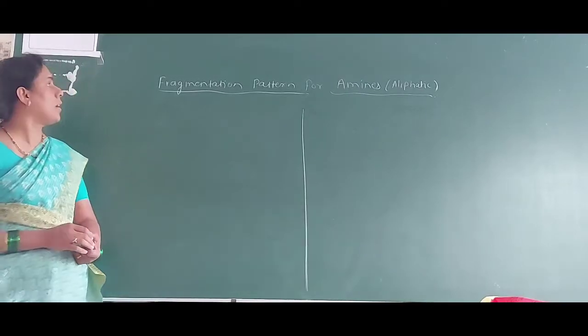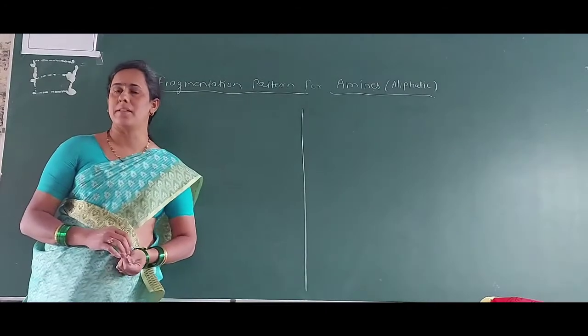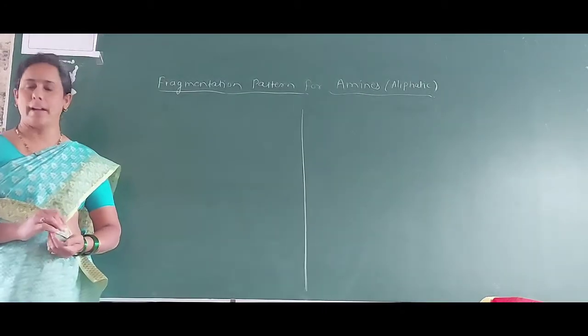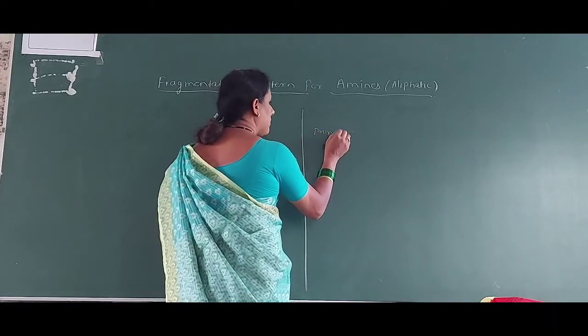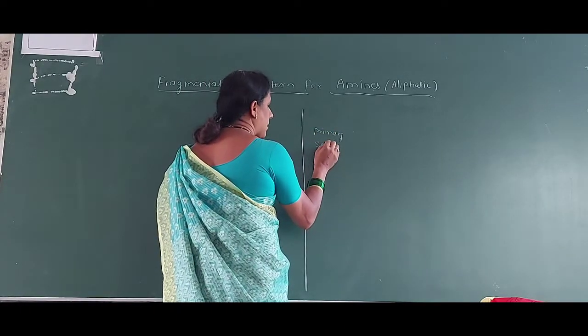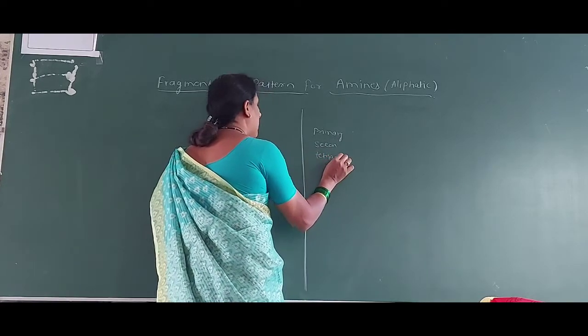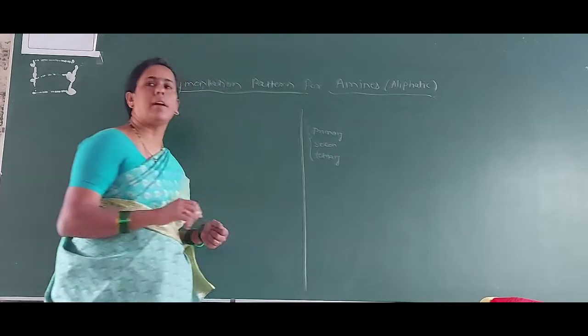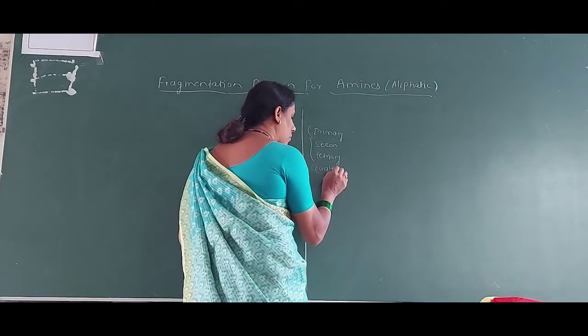Hello everybody. Today we are going to discuss the fragmentation pattern for amines. In amines there are three categories. First is primary amine, second is secondary amine, and third is tertiary amine. Along with this, the fourth category is also present, that is known as a quaternary ammonium salt.